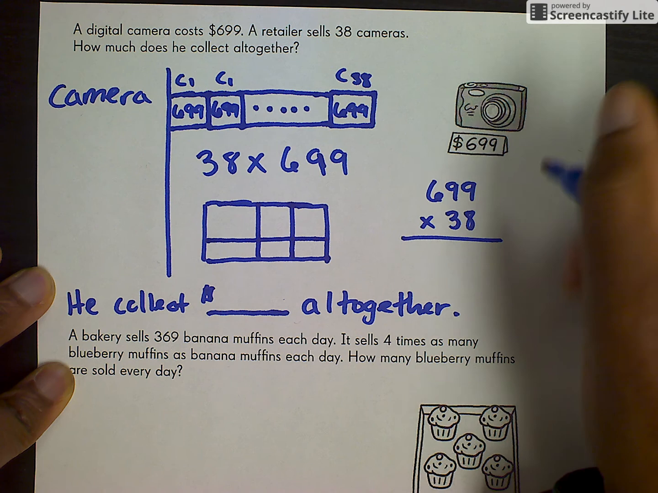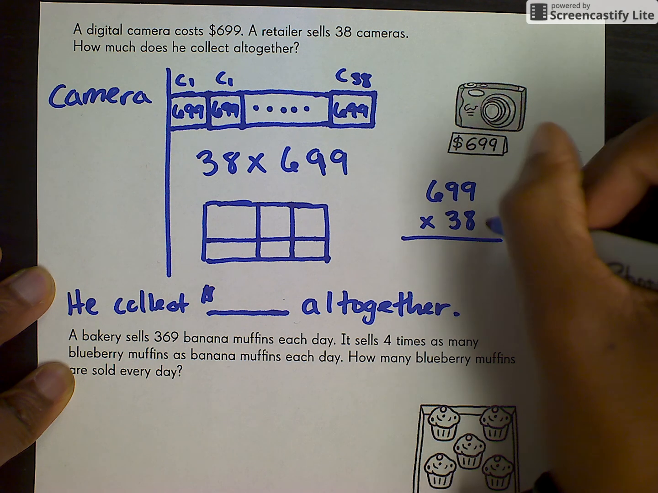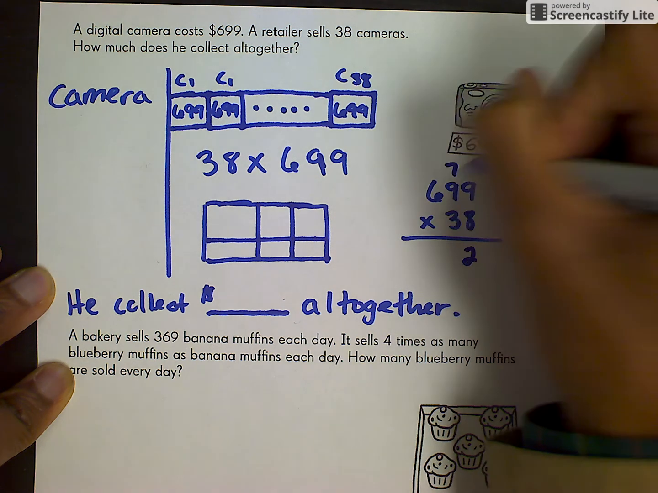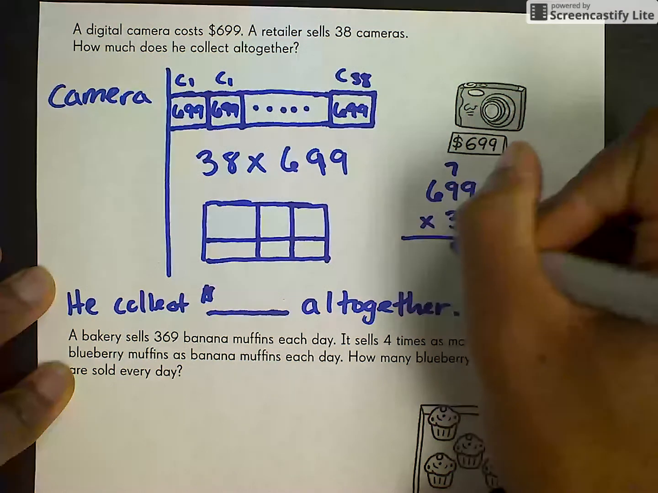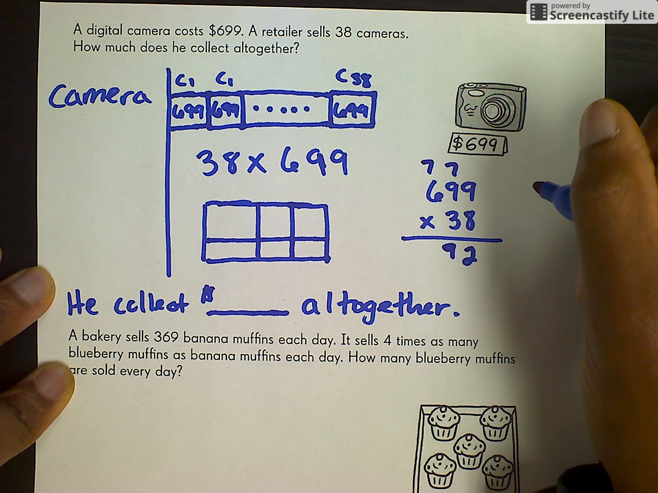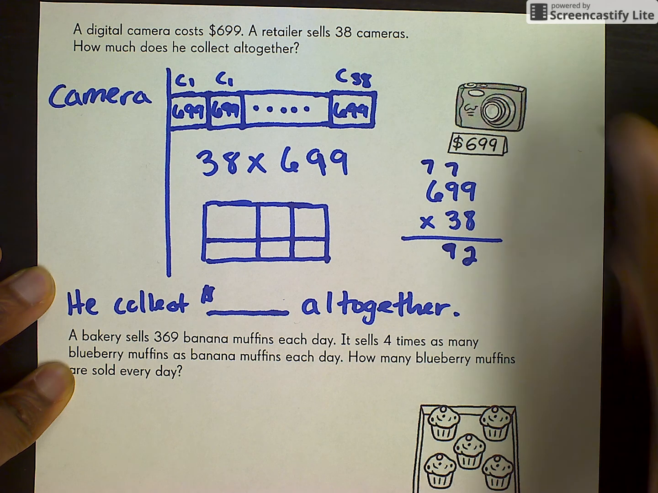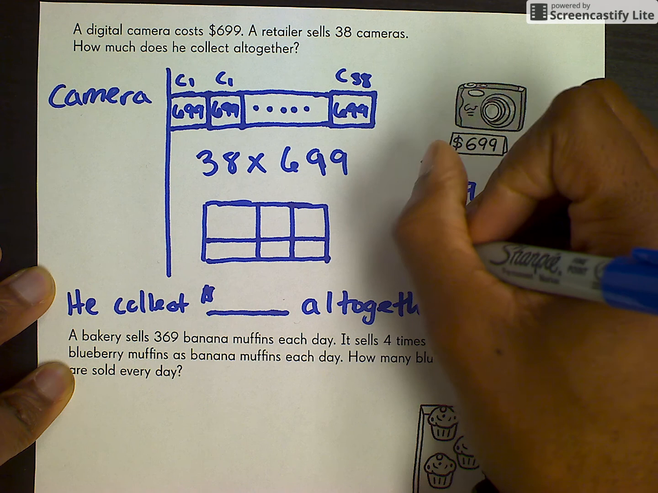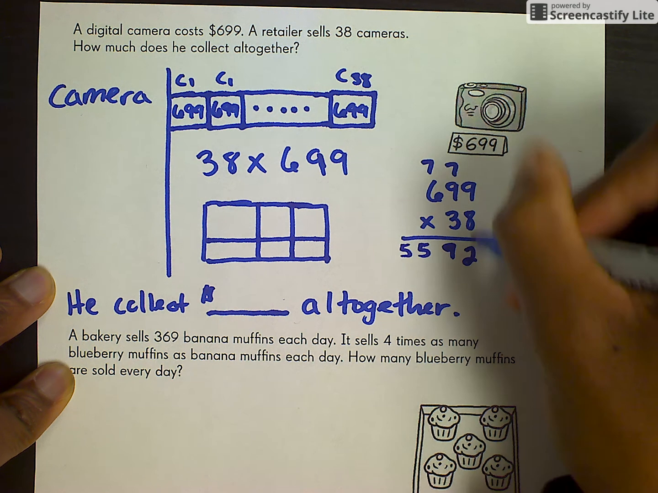So we start off with the standard algorithm. We have 8 times 9. That's going to give me 72. So carry the 7. 8 times 9 again, 72 plus 7 more, 79. Carry the 7. 8 times 6, what does that give me? Oh, yep, 48 plus 7. That'll give me 55. So now we move over to the tens value.